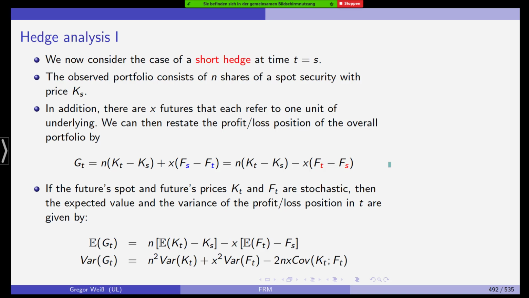We can therefore determine the expected value and the variance of the profit or loss from the hedged portfolio. The expected value is given by N times, and in this case KS and FS are observable, they are known, they are deterministic. KT and FT are stochastic, so it's actually N times the expected value of KT minus KS, minus X times the expected value of FT minus FS. And the variance as well, you can calculate the variance. This is a linear combination of two stochastic random variables, and you need the covariance between KT and FT. Okay, so far so good.